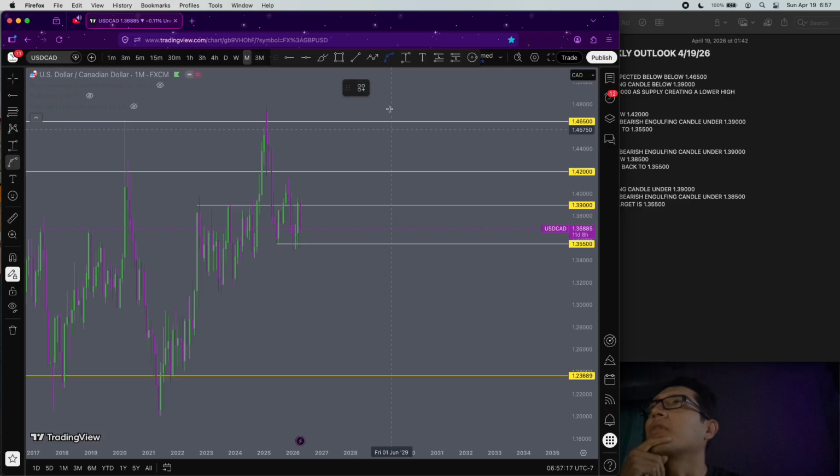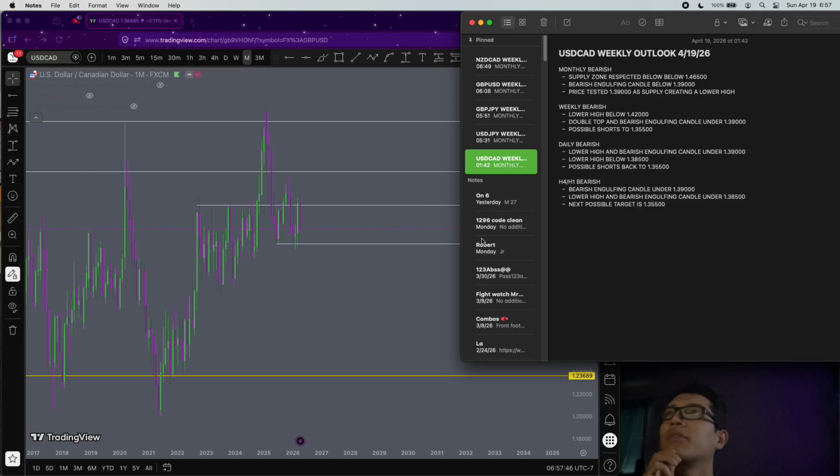And then after price tested 146,500, it melted right back below. Bearish engulfing candle below 142 and 139, and we're currently below 139. Look at that. Where we previously had the monthly double bottom above 135,500, we went into 139, tested it previously again as supply, and then we're melting again back below. So we respected it perfectly. So that's why we're right now still bearish.